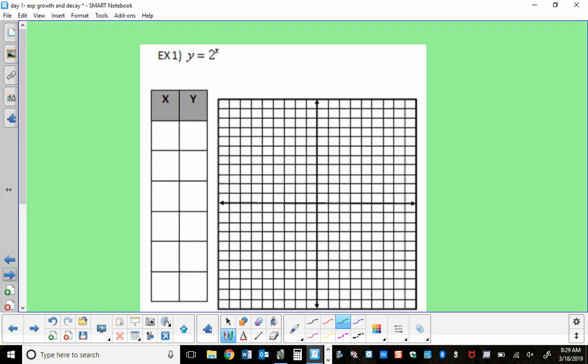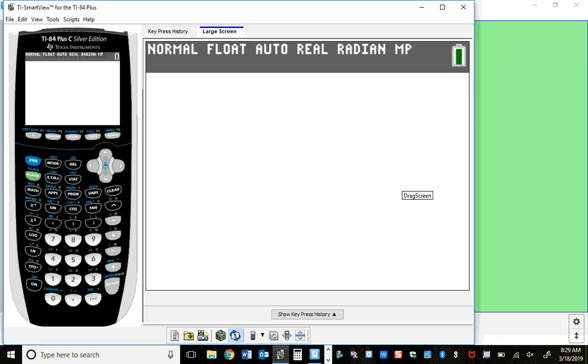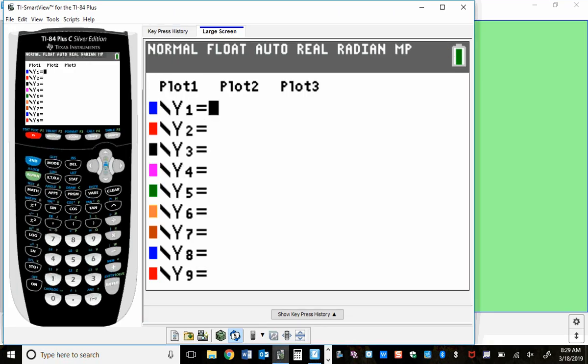Let's take a look at number 1. Alright, we have y equals 2 to the power of x. So grab your calculators. Go to y equals. Alright, let's type in 2 to the power of x.